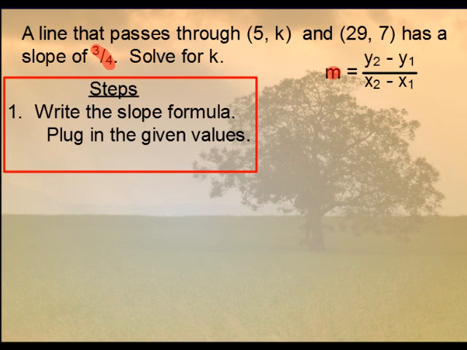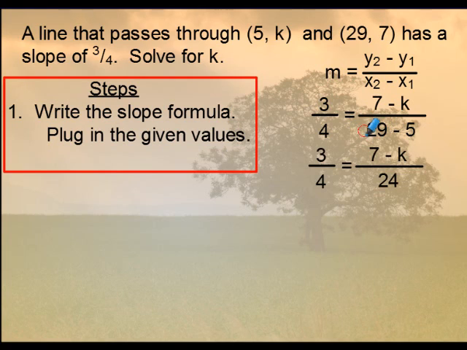Then we'll take our y values, which are k and 7, and put those on top. And the other two, which are 5 and 29, those are the x values, and they'll go on the bottom. In this particular case, I decided to make 7 go first on top. It doesn't matter if you choose k first, as long as you're consistent. If 7's first on top, then 29's got to be first on the bottom. So consistency matters here. By the way, 29 minus 5, isn't that 24? So why don't we just write that in?